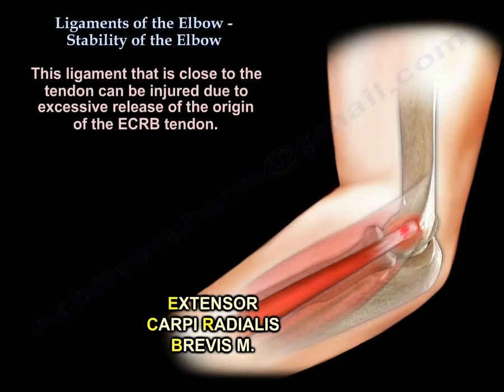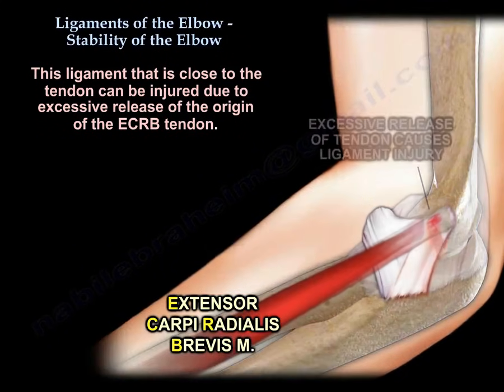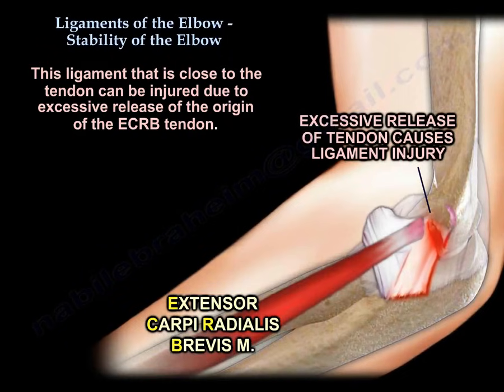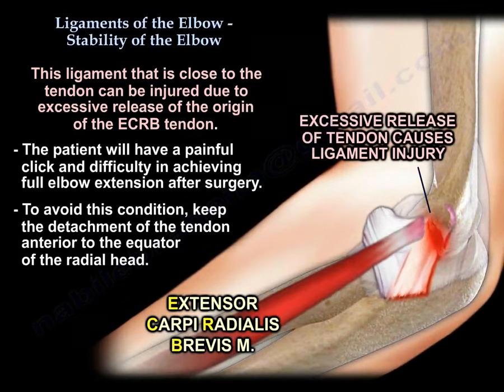This ligament that's close to the tendon can be injured due to excessive release of the origin of the extensor carpi radialis brevis tendon. The patient may have a painful click and difficulty in achieving full elbow extension after surgery. To avoid this condition, keep detachment of the tendon anterior to the equator of the radial head.